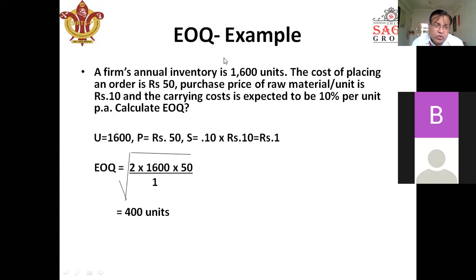Calculate EOQ. So you have to simply put all the values in the formula, and you can get the answer. This is a simple example of EOQ, economic order quantity. Here you get a quantity of 400 units that you have to order for the particular material.